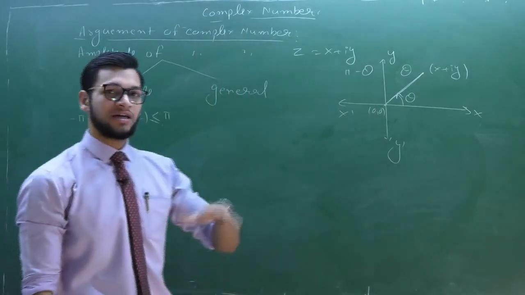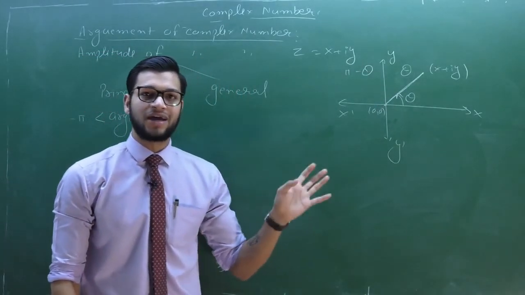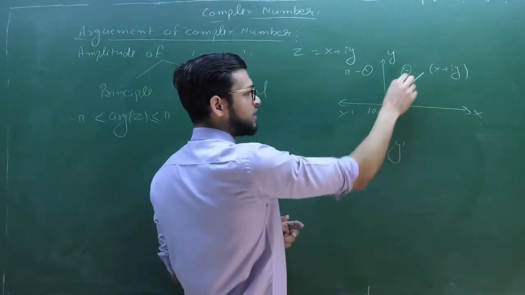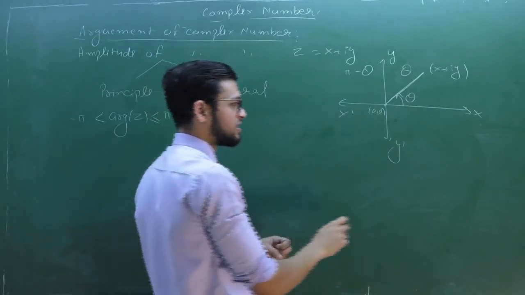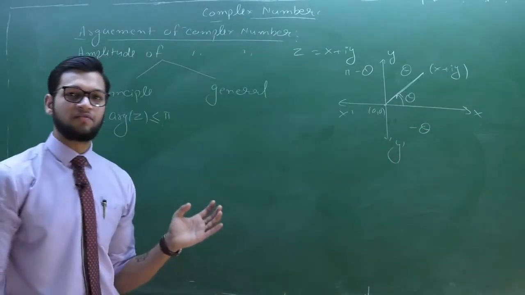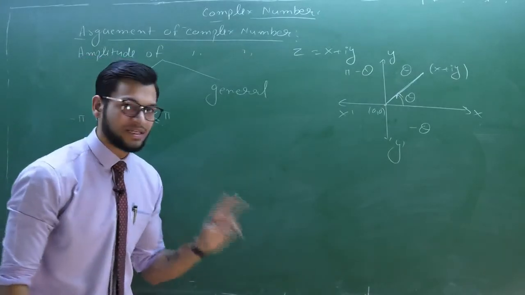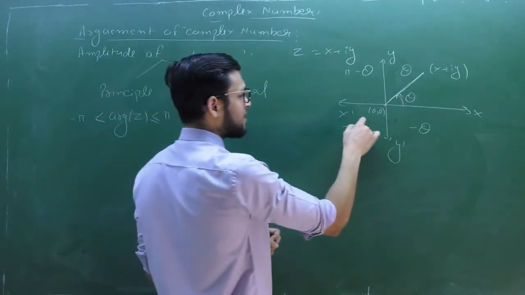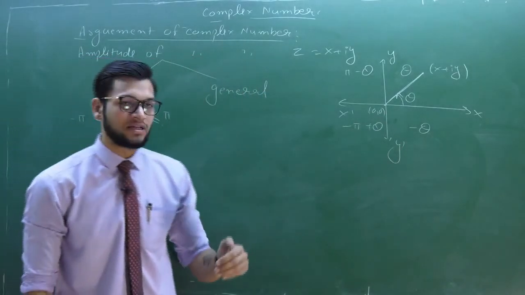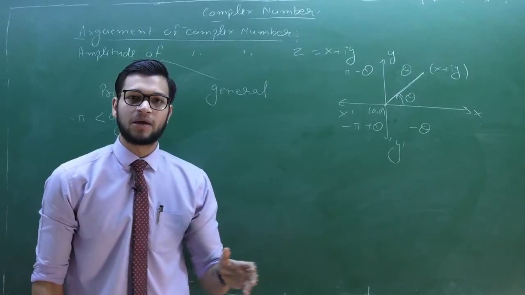Or you can say, in the anti-clockwise direction angles are positive, then in the clockwise direction angles will be negative. So if in the first quadrant we have theta, in the fourth quadrant we have minus theta. In the second quadrant we have pi minus theta. It means in the third quadrant we have minus pi plus theta. Now let's see what is the meaning of theta, pi minus theta, minus theta and minus pi plus theta.